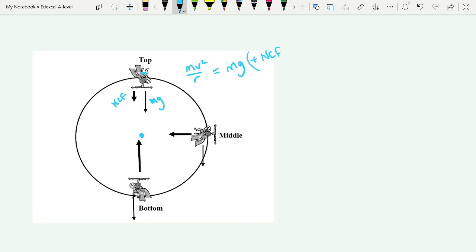Interestingly enough here, there may be no normal contact force, depending on the speed the person is going at. And this is how fairground rides in which you go upside down work. This is how they work.